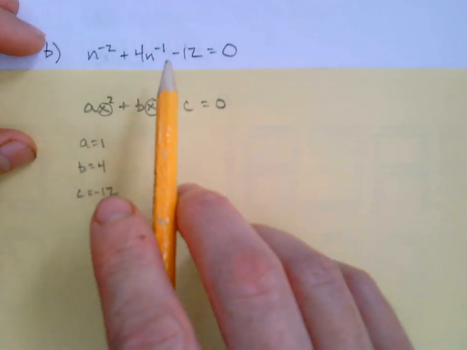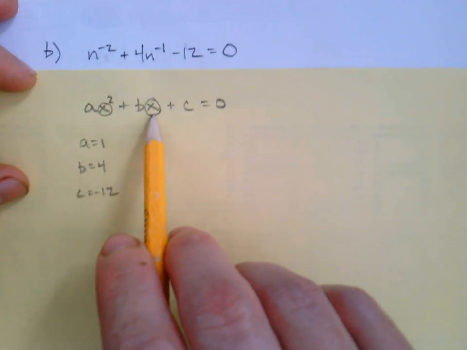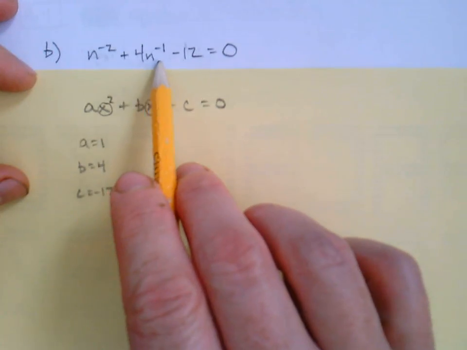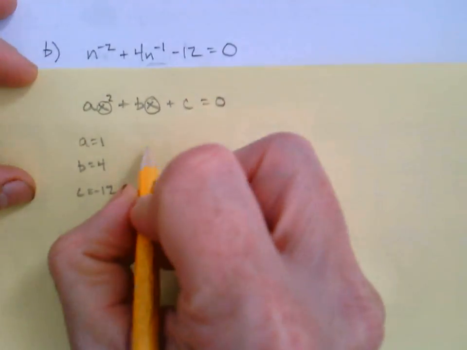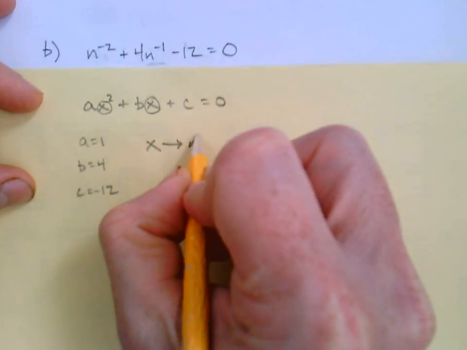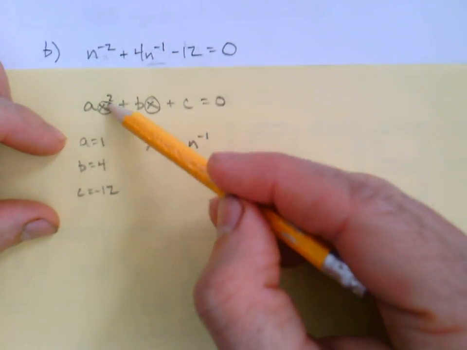Usually, you know what? This second one really gives it away because that's just x. X became this. Let's see if that makes sense. Did x get replaced with n to the negative 1? Well, here it certainly did. What about this?